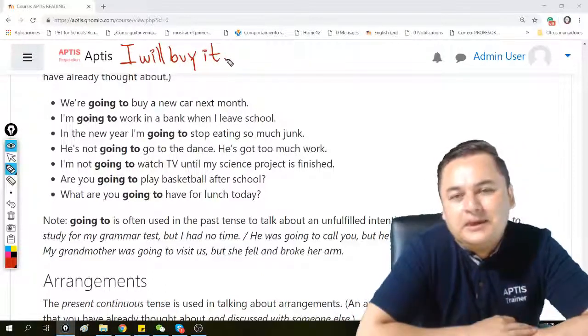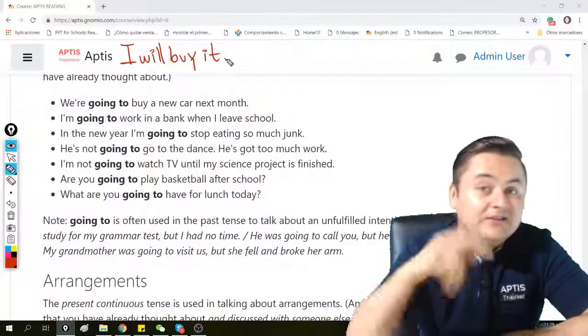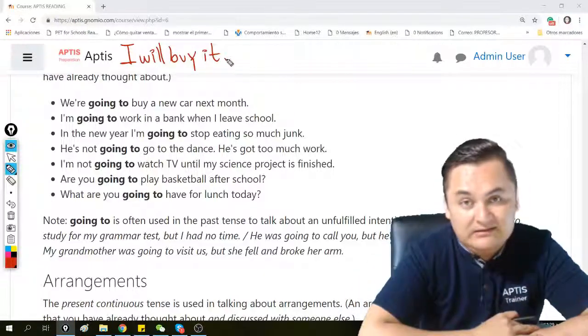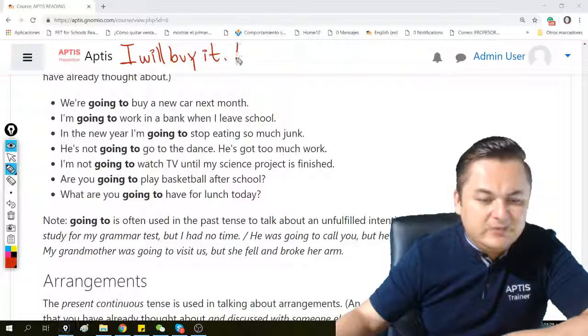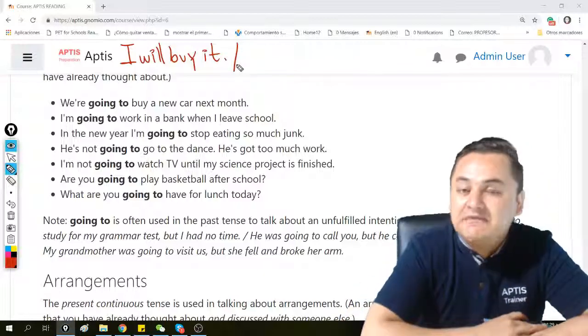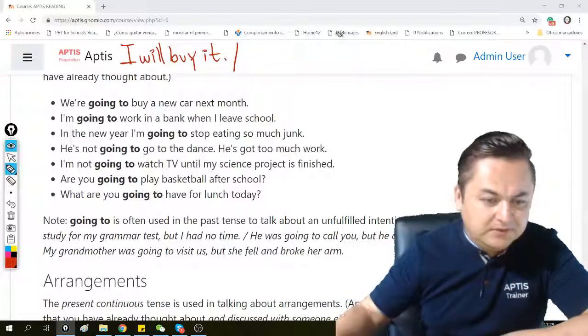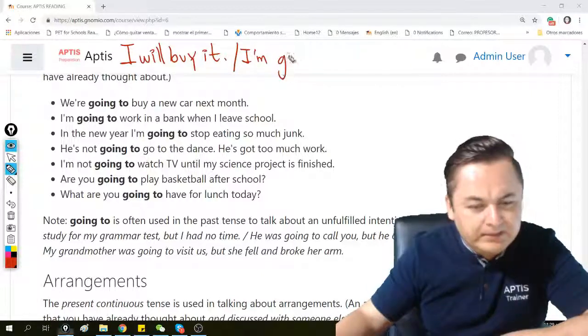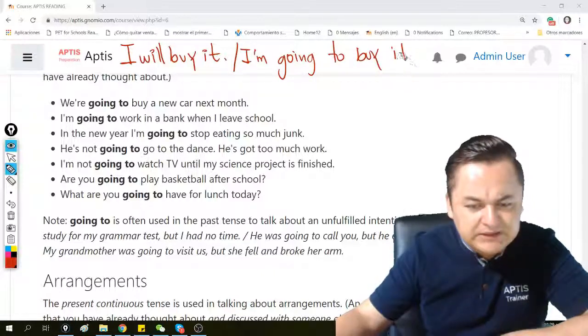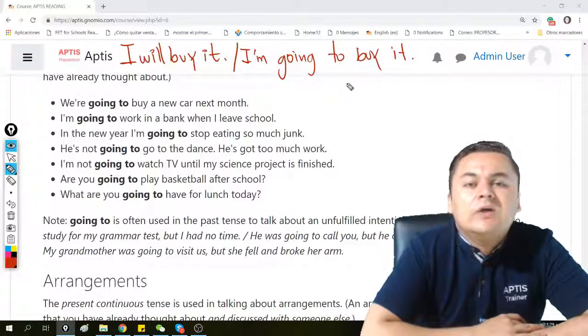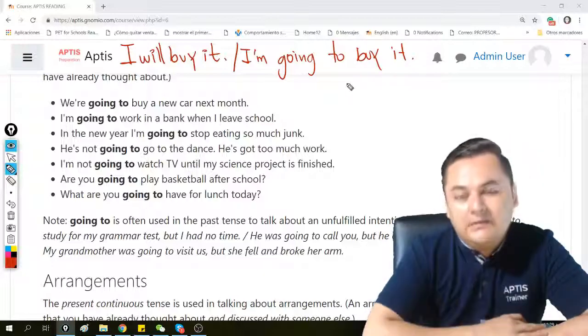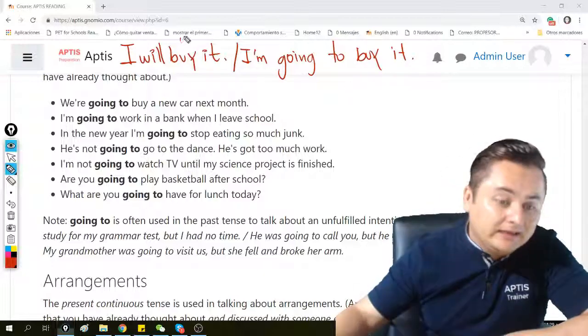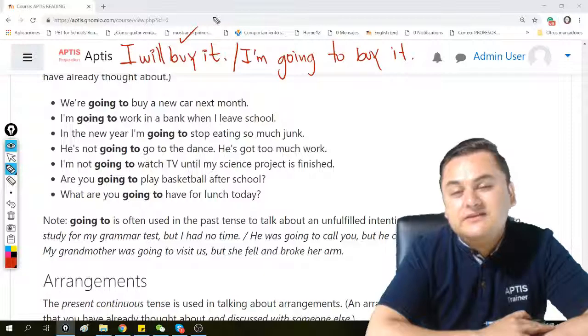I'll buy it, meaning I'm making the decision as I speak. But then I say, well, no, I have been saving up for quite a few months. Then I can say, I am going to buy it. If I am going to buy it, it means this decision was made some time ago. But if I say I'll buy it, it means I'm making the decision right now.